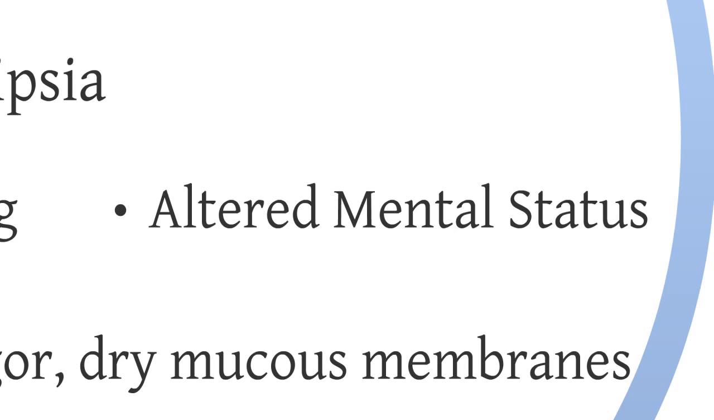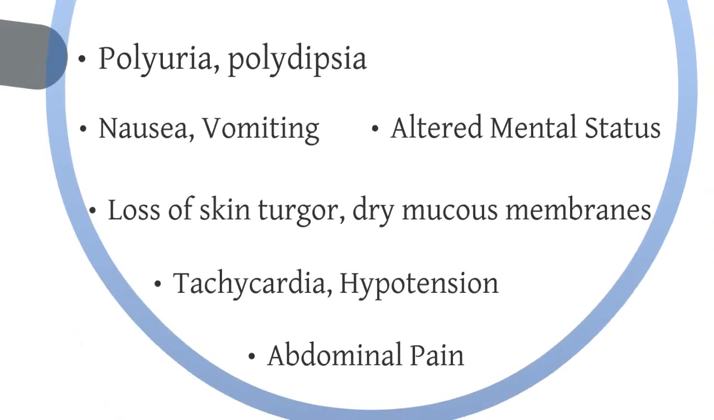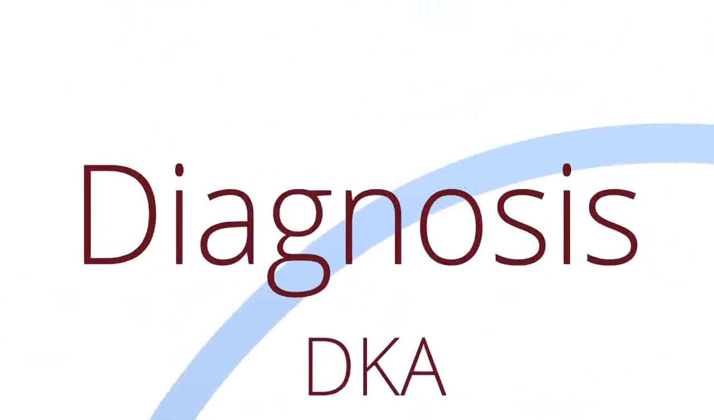In addition to altered mental status, there are other symptoms that patients commonly present with, and these include nausea, vomiting, loss of skin turgor or dry mucous membranes, which is more indicative of a hypovolemia or low volume status. In addition, many patients will have tachycardia and hypotension. Abdominal pain also seems to be a very common presenting symptom that resolves with treatment of the underlying DKA and HHS. Now, let's learn how to diagnose DKA and HHS and how to differentiate between these two syndromes.